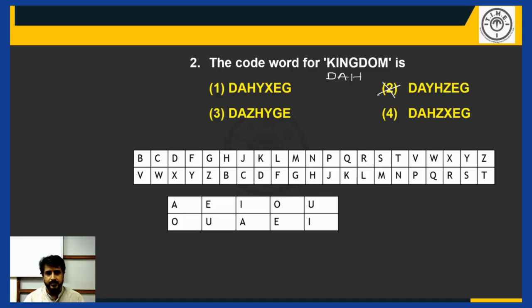Second option is ruled out. Third option is ruled out. 1 or 4. Okay. What is the code for G? Code for G is Z. D A H Z. The first option is ruled out. So D A H Z, choice 4 is your answer.